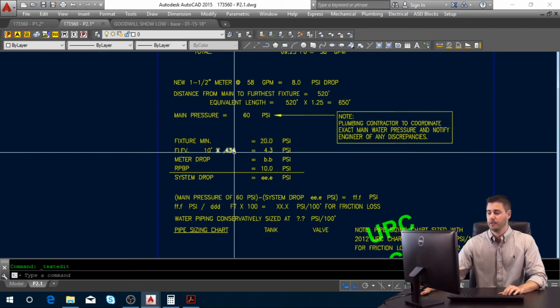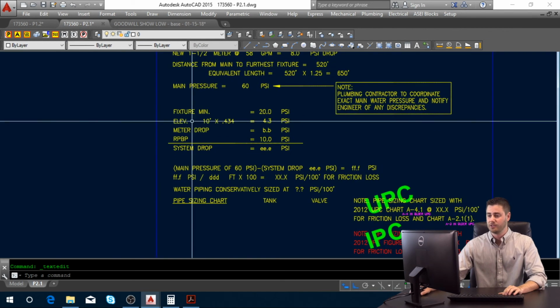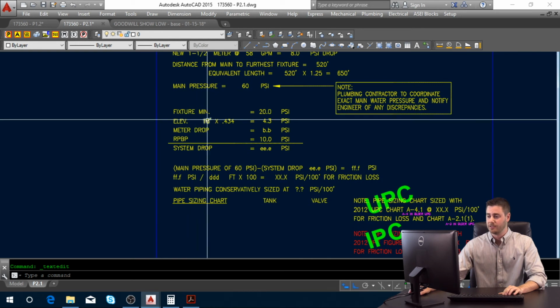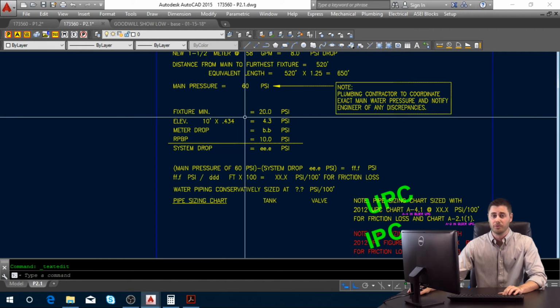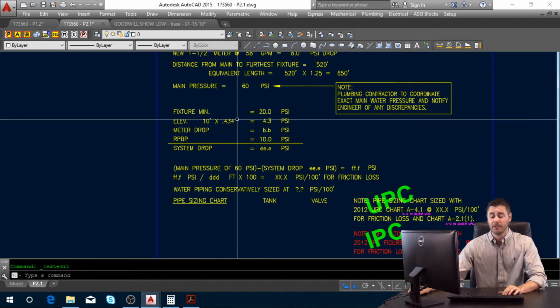The next item here is your elevation. So we show about 10 feet, which is the elevation from the water from below grade or the street main up to your highest plumbing fixture. In this case, we only have about 10 feet from below ground to your hose bibs and water closets, which are about 5 feet above ground.